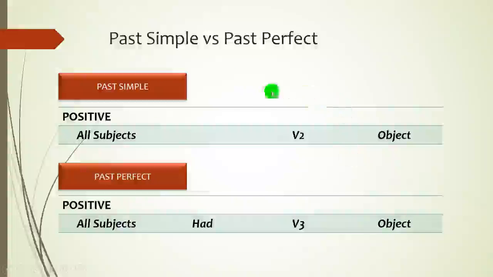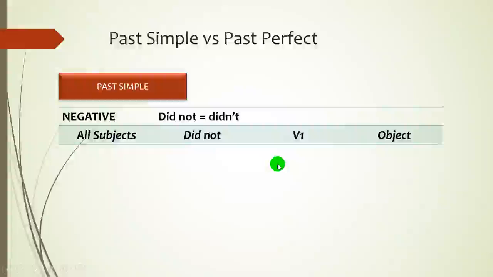If you pay attention to the difference, there is the use of had in the past perfect, and the past simple does not use had. For the verb, in past simple we use verb 2, in past perfect we use verb 3. And for all the subjects, we can use it. So there is no difference between the third person singular or the first person singular or whatever it is.